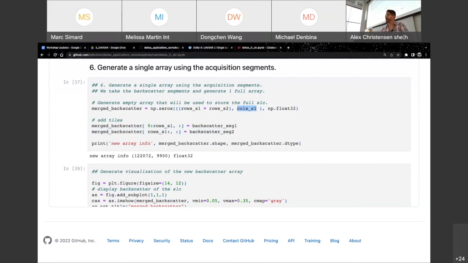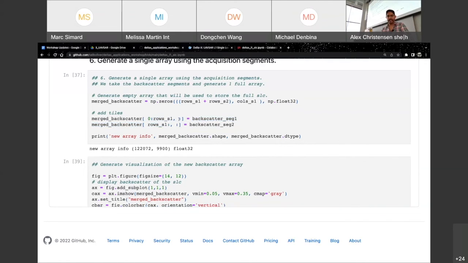You mean this part? Here? Just this one line down. Yeah, here. Why is the index not 0 to rows S1 minus 1? Yeah, just add your cursor. So the index is 0 to rows S1. So my question is, why not rows S1 minus 1?